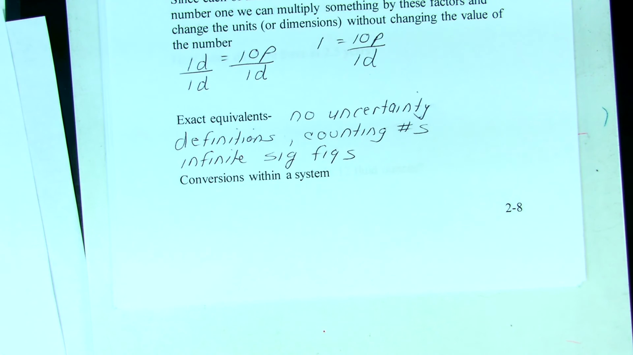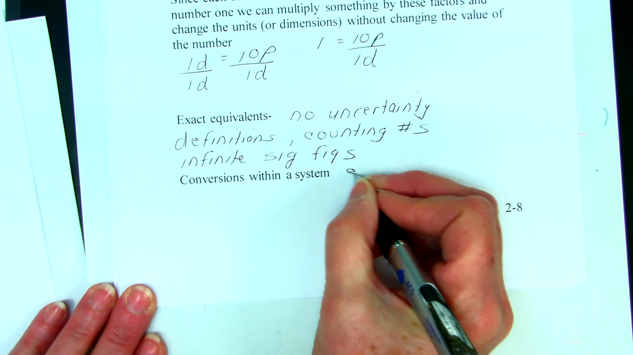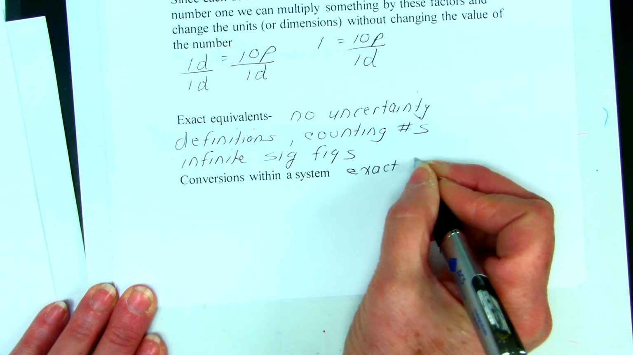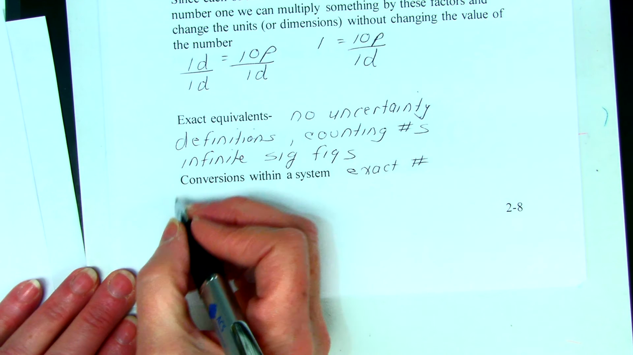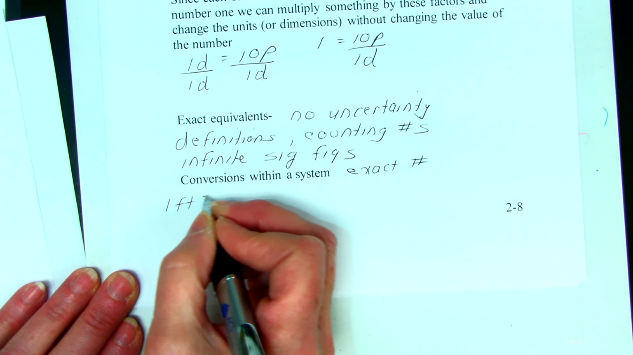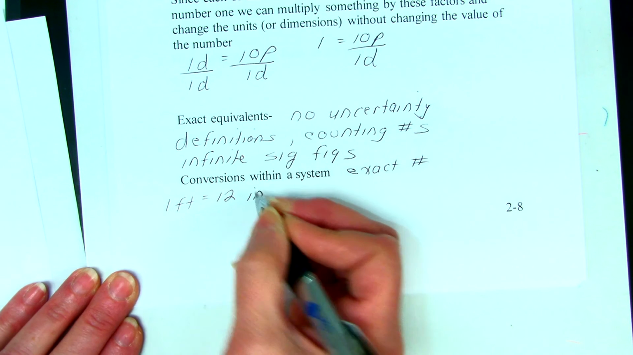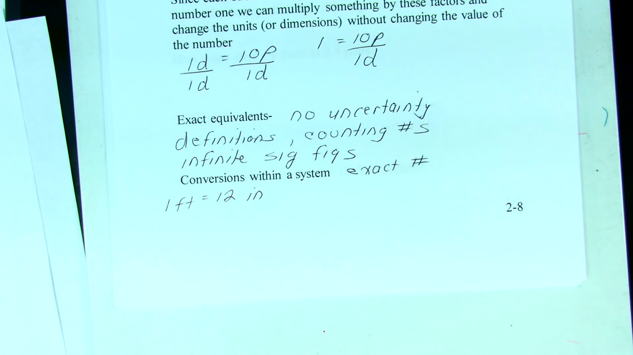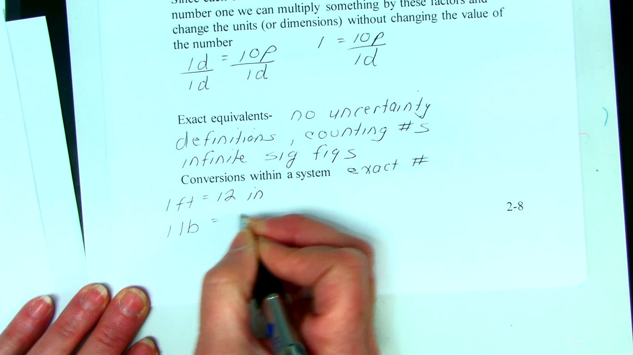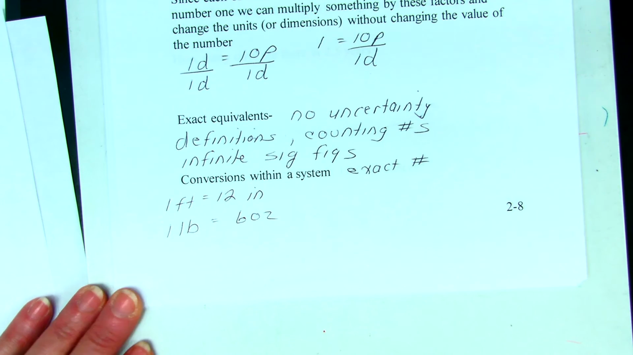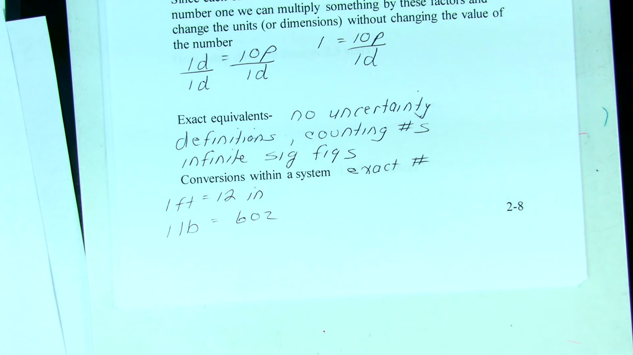Now, when we are converting numbers within a system, then the numbers are exact numbers. If we are converting between measurement systems, they are not exact numbers. So what does this mean? In the English system, 1 foot is 12 inches. It's not maybe 13 inches. It's not maybe 11 inches. It's exactly 12 inches. 1 pound is 16 ounces. Those are exact numbers, so there's no uncertainty, so they have as many significant digits as we want.